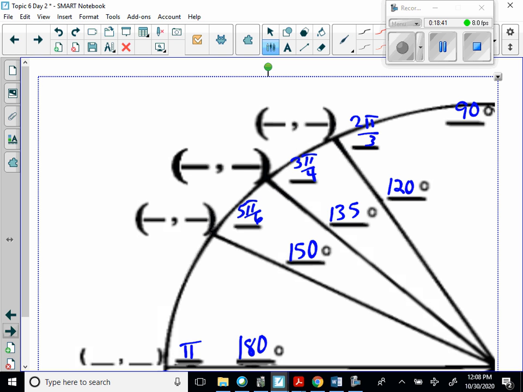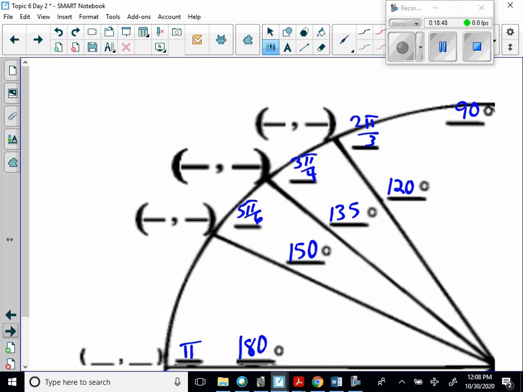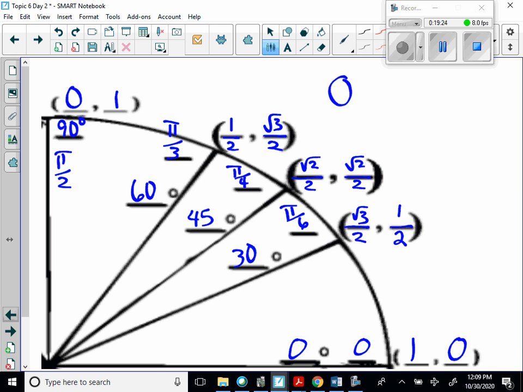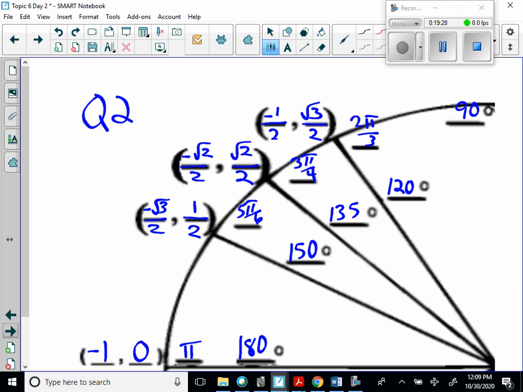And this would be a negative 1/2. This would be root 3 over 2. This would be negative root 2 over 2. This would be root 2 over 2. This would be negative root 3 over 2. This would be 1/2. And this would be negative 1, and this would be 0. And that is your quadrant 2, right? So this is your Q2 stuff. Now, we go back, this would have been your Q1 stuff. Okay, pause if you need to. I'll go to the next screen.